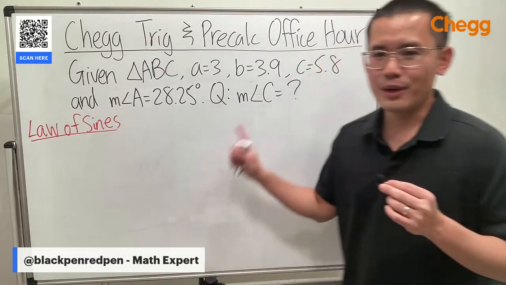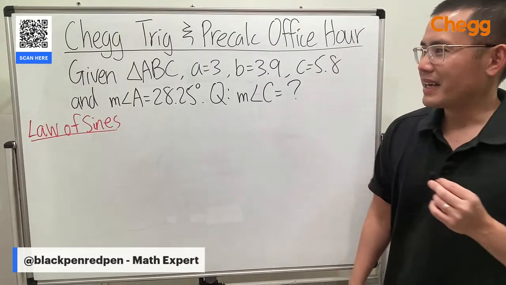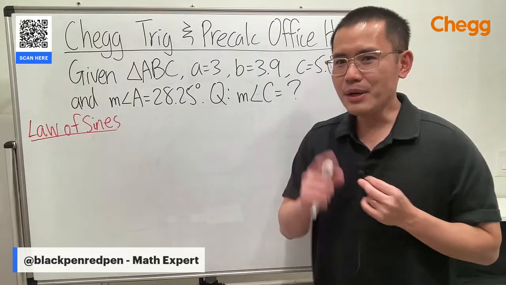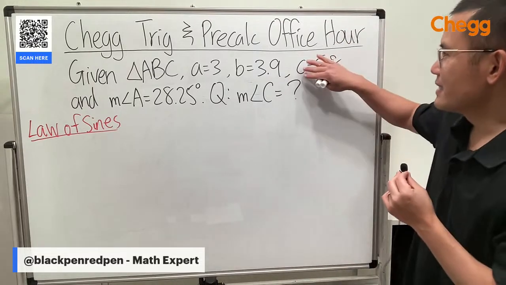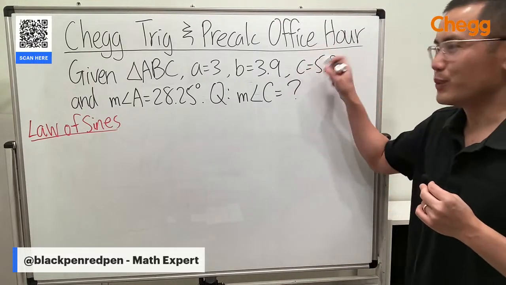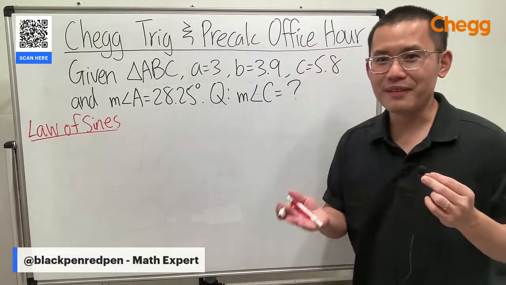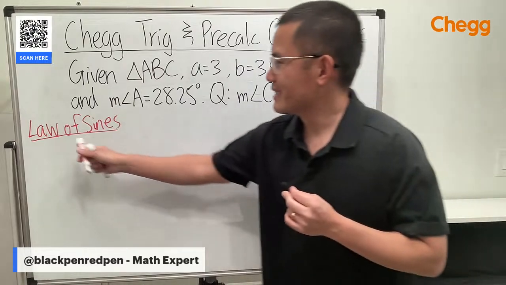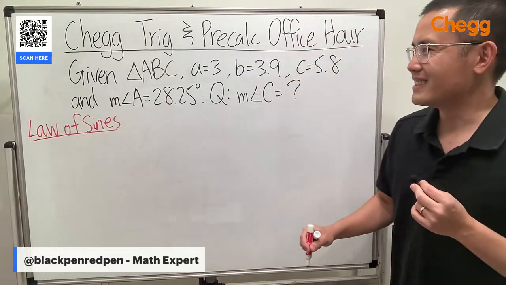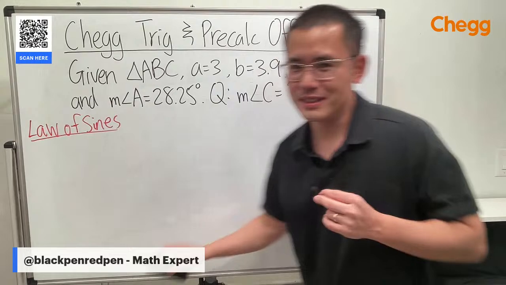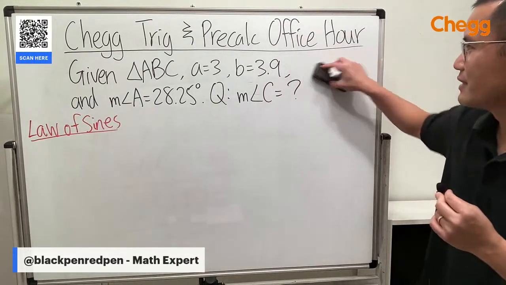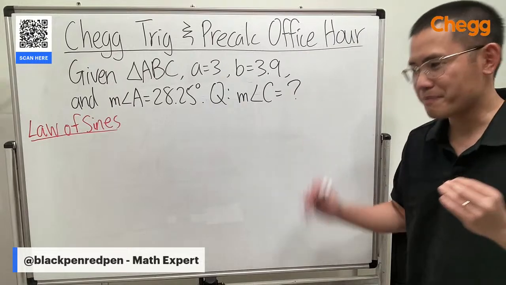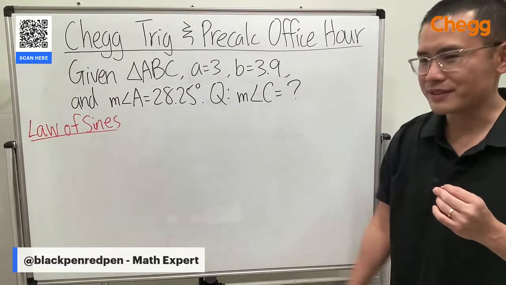Okay, so let's see who has the answer for this. Why not use law of cosines? This is the point I want to make: the question is, try to use law of sines. I'm going to erase this so that you guys don't use law of cosines, unless you have already written down the little c value, then fine, you can use it. But try to use law of sines.